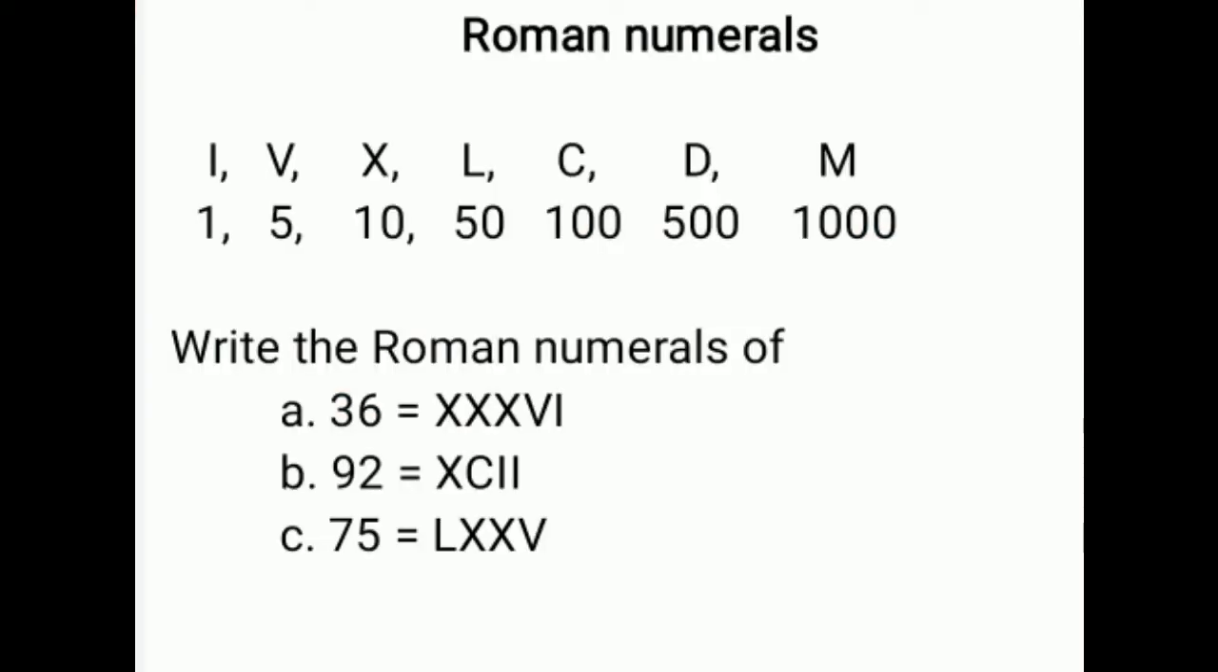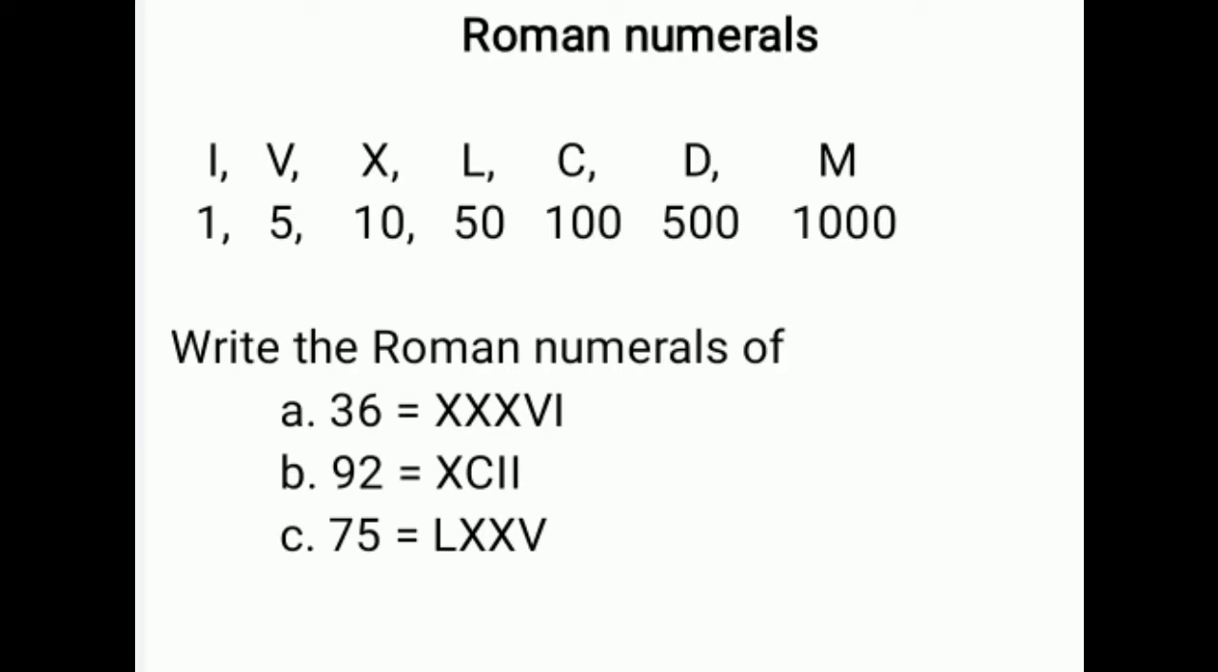Next, Roman numerals is one of the important topics in the first chapter. I, V, X, L, C, D, M are used to write the numbers. I is for 1, V represents 5, X 10, L 50, C 100, D 500 and M 1000.